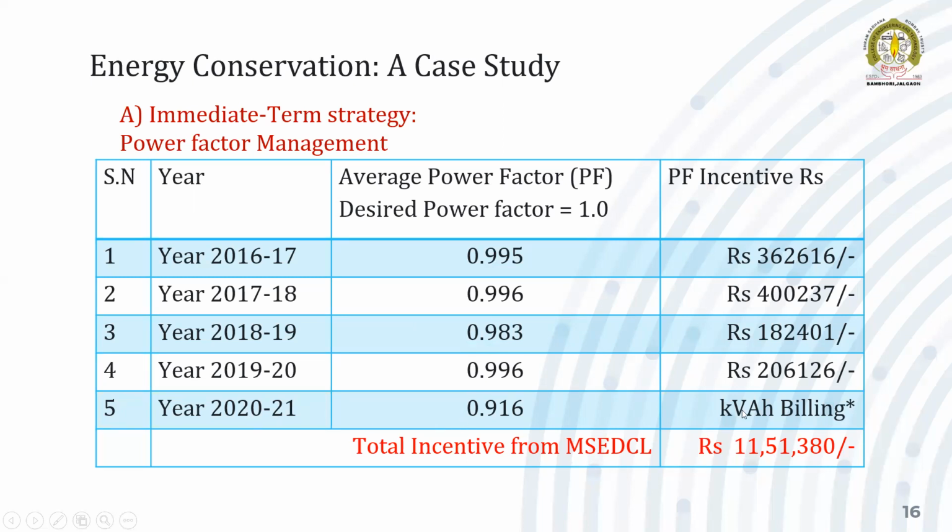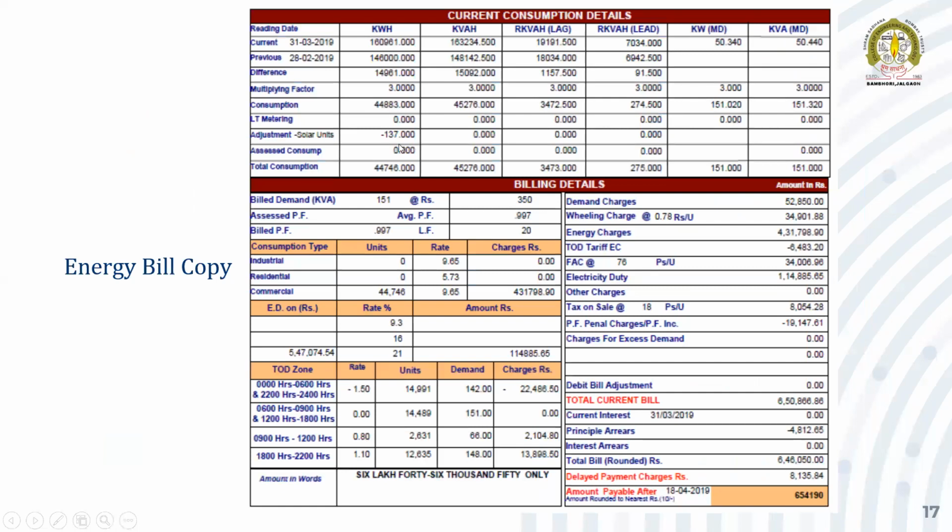Now, from the year 2021, there is kVAh billing. In the kVAh billing, the power factor incentive and penalty get merged. This is the electric bill. You can find here the power factor. This is the average power factor for this month, 0.997. And this is the power factor penalty and incentive. This is the power factor charges, power factor incentive. There is a minus sign before 19,000, which means it is the incentive from MSEDCL. So this is the energy bill.